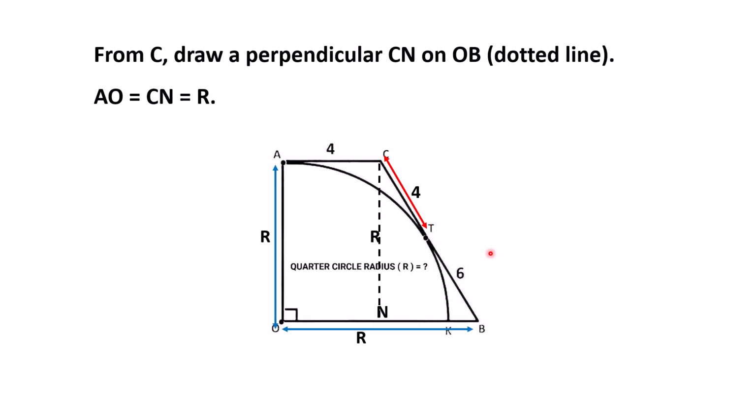Now from C, drop the perpendicular CN on the radius OB. We are drawing CN perpendicular, see the blinking dotted line. And now see that in the rectangle formed, the opposite sides must be equal. So OA is the radius equal to R, so the perpendicular we have drawn, CN, must also be equal to R. So we get OA is equal to CN equal to R units in length.